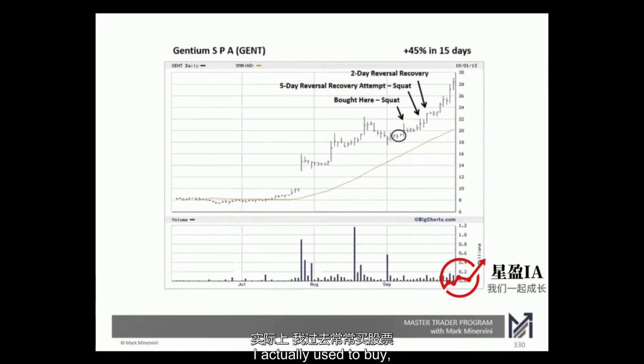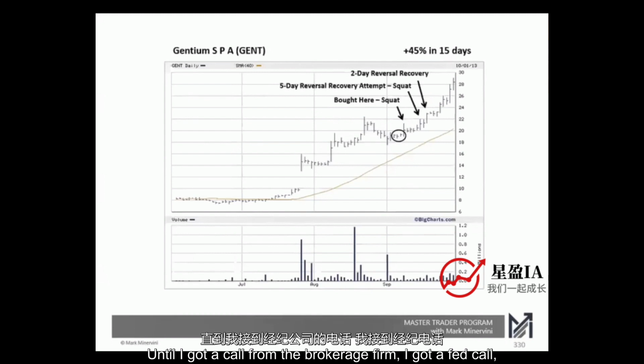I actually used to buy. I wouldn't even know my buying power. I would buy and buy as much as I could until I got a call from the brokerage firm.